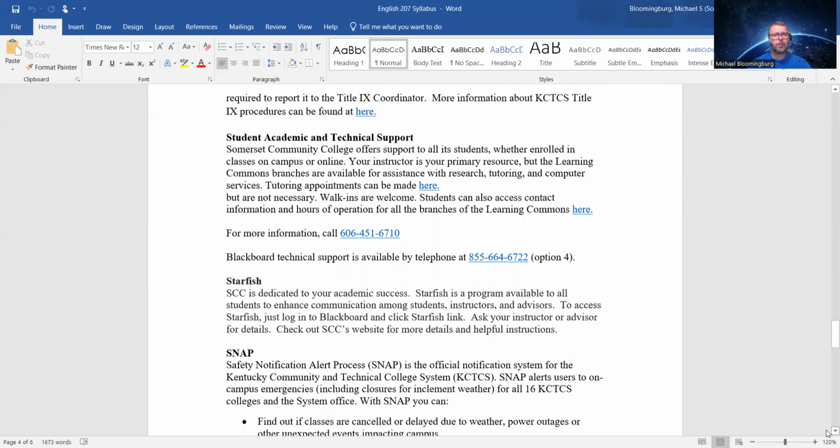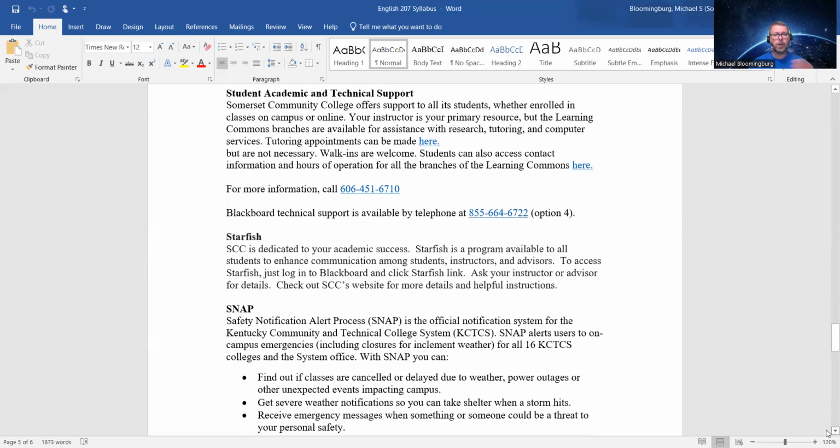Now, if you need help with any academic or technical support, that information is also provided on the syllabus, including information on how to sign up for a tutoring session should you have the need at the Learning Commons. We have Learning Commons facilities both in Somerset and the London campus. Blackboard technical support number is 855-664-6722, and you'll want to click option 4.